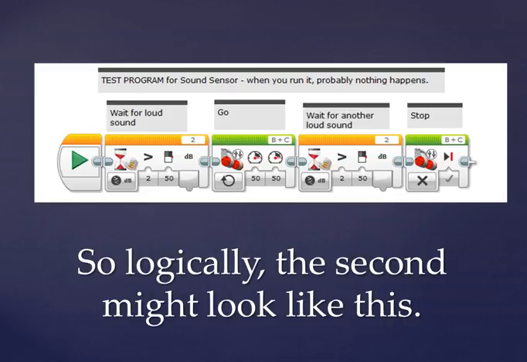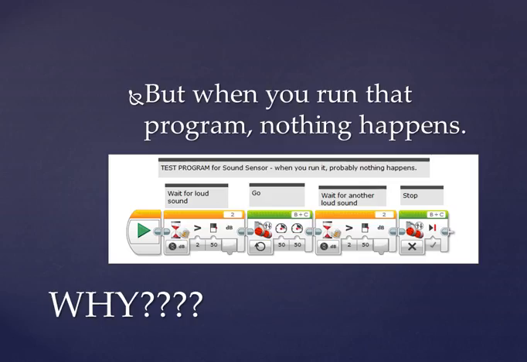So logically, the second program might look like this. You wait for the loud sound and then you go, but you don't know how long you're going to go for, so you just have it on. And then you wait for another loud sound and then you stop. But really, what happened? When you run that program, nothing happens. Why?